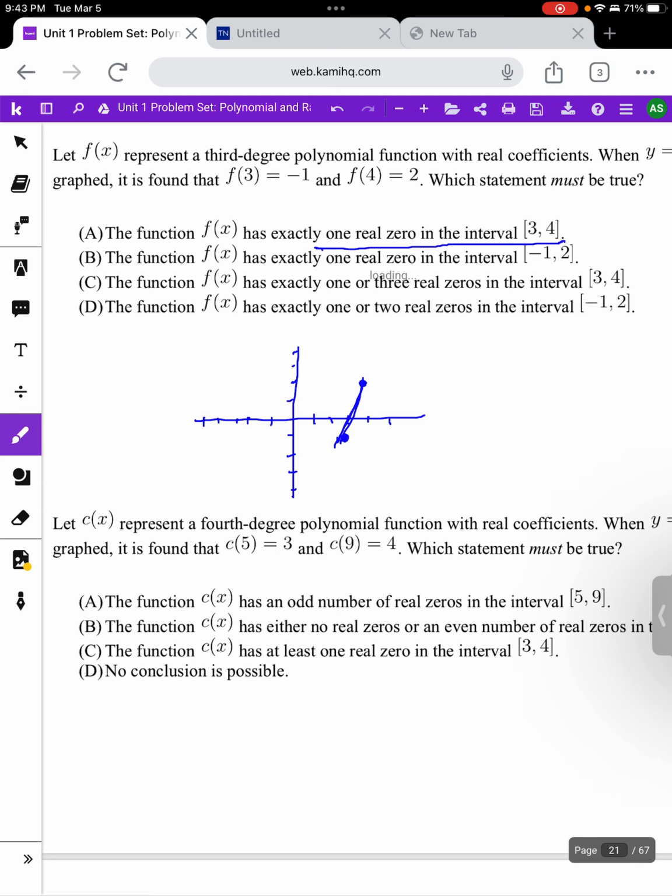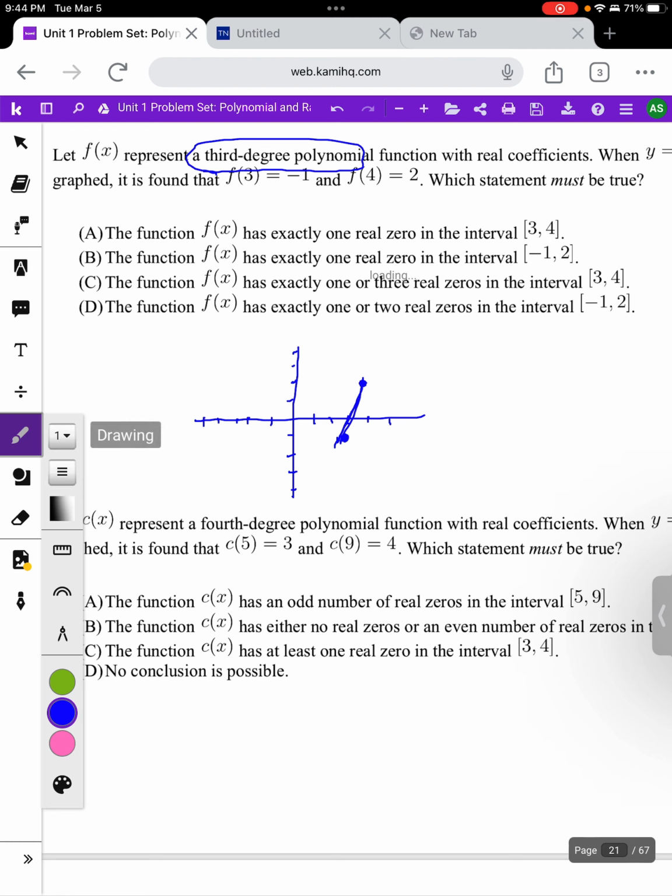Is it exactly 1? No, because this says it's a third degree polynomial function, and that would be a linear function. Well, I guess it could be. So it could have exactly 1, but we don't know that, and there's no way to know if it's exactly 1. The function f of x has exactly one real zero on the interval from -1 to 2. No, that is incorrect. We know it's going to cross between 3 and 4.